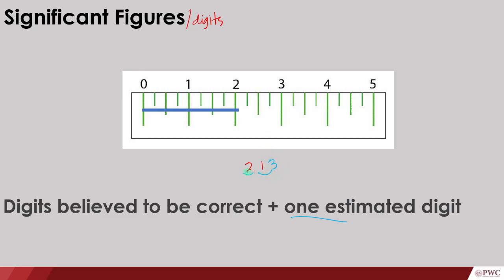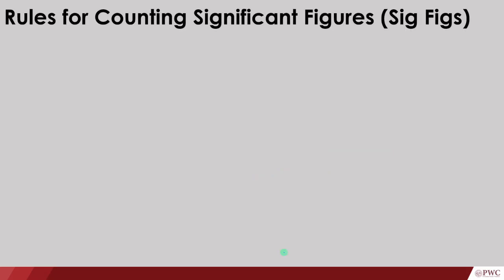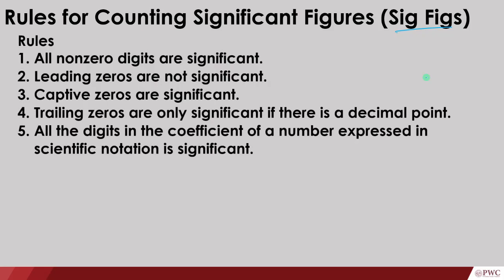So the number of significant figures also reflects the precision of our instrument. If we want more significant digits here, then we'll use other instruments that are more precise, so we can have more precision, therefore more significant figures. Now there are rules for counting significant figures. We also call significant figures sig figs for short. Now these are the rules for counting significant figures.